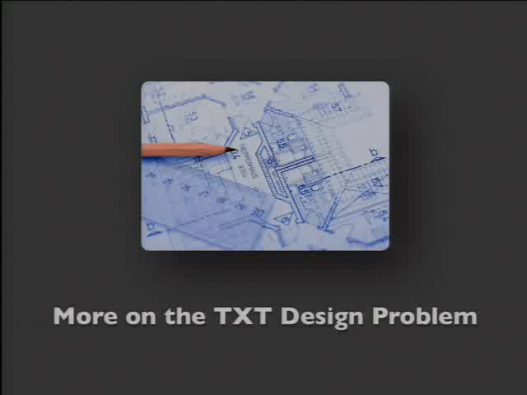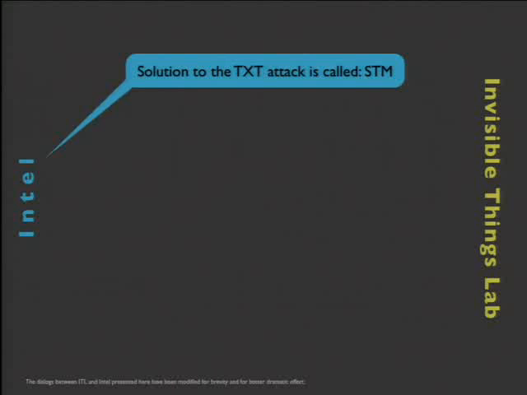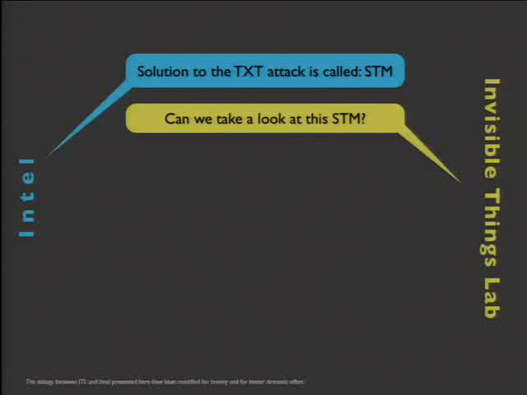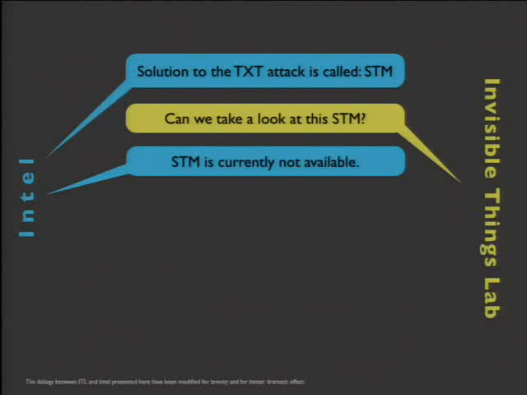Again, this is a dramatized dialogue between Invisible Things Lab, this is we, and Intel. Intel says the solution to the TXT attack is called STM, which is going to be on the next slide. And we say, can we take a look at an STM? And they say STM is... Okay. We're going to explain in just a moment why STM is actually hard to have. But yeah, it was supposed to be fun. Yeah, they said there was no market demand yet.